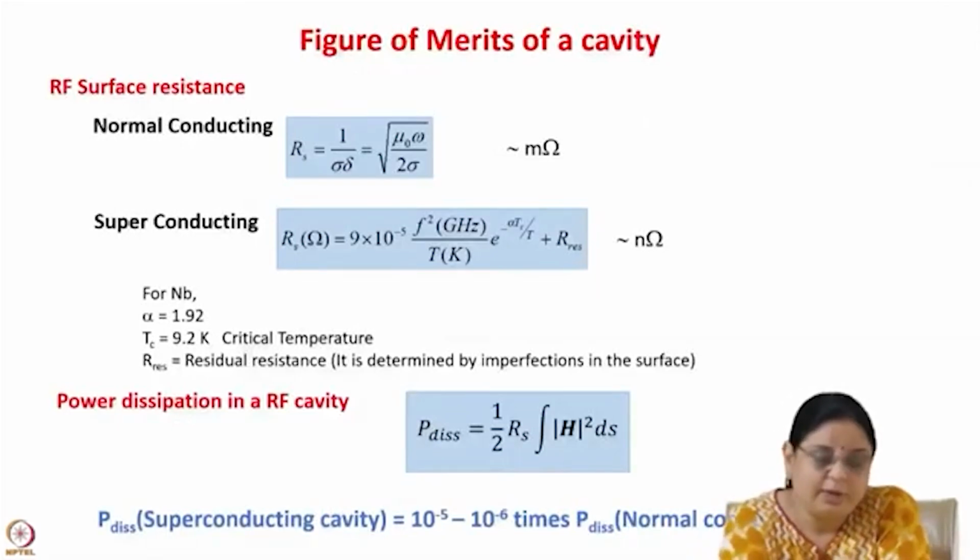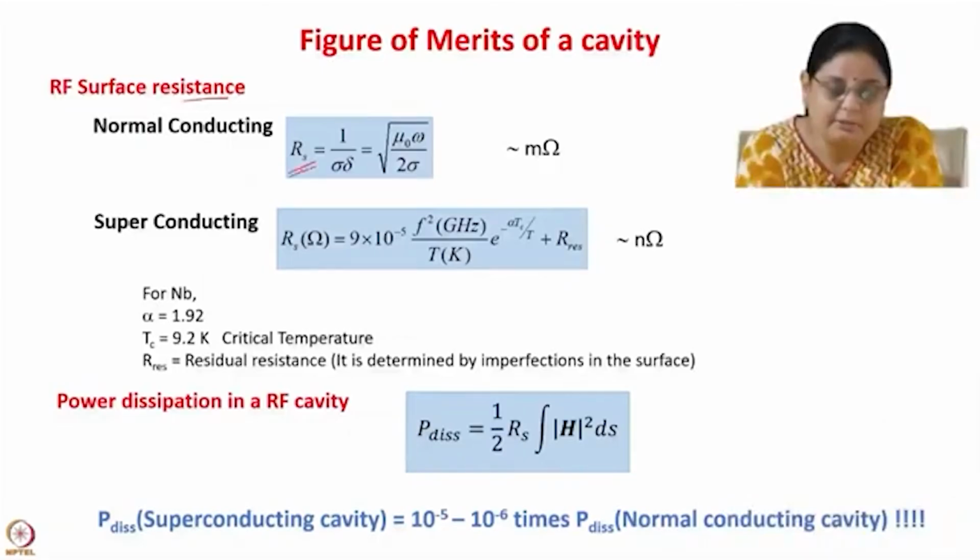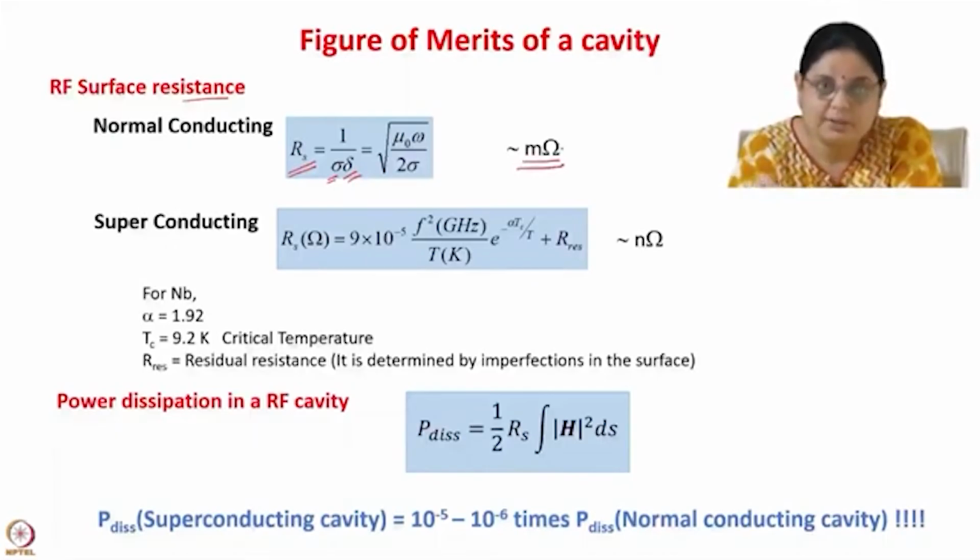So we have already seen the RF surface resistance for a normal conducting cavity. It is equal to 1 upon sigma delta, where sigma is the conductivity and delta is the skin depth. If you calculate this for materials that are normally used for making normal conducting cavities, like copper, at RF frequencies, this comes out in the order of milliohms.